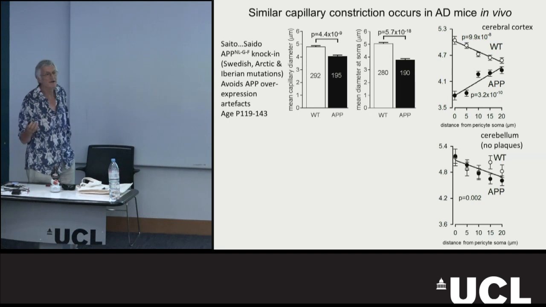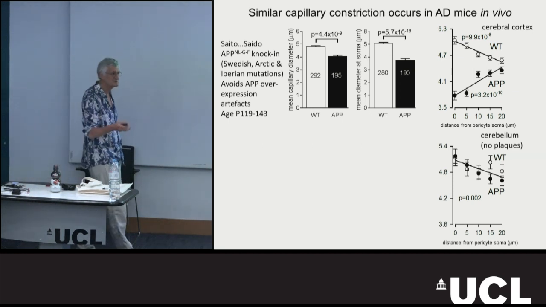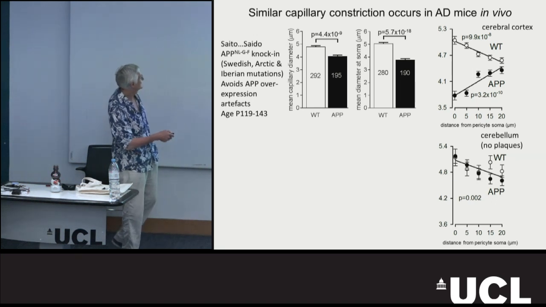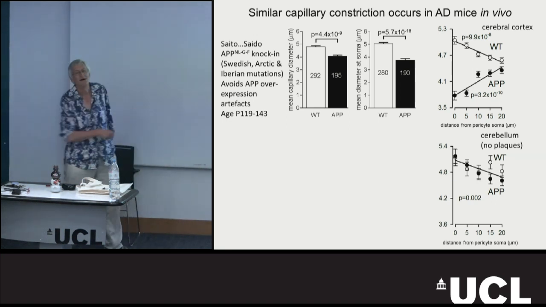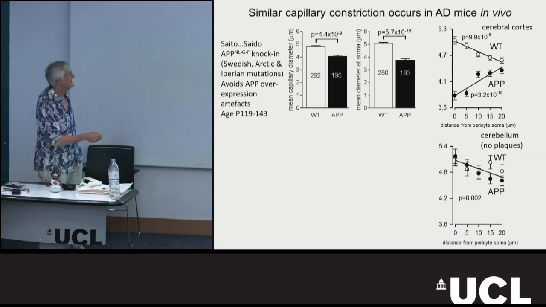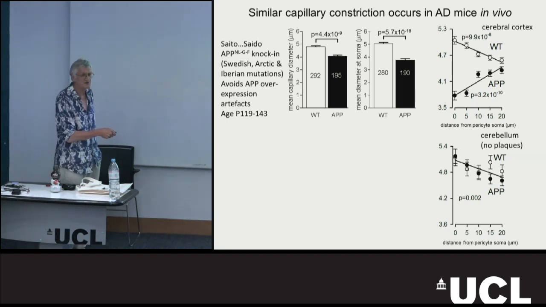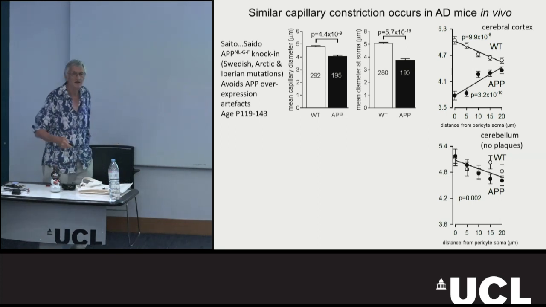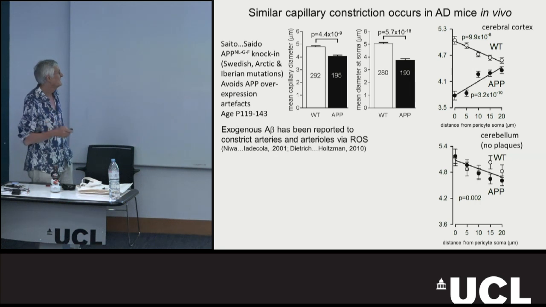And in the mouse, you can look at the cerebellum, which is a region which at this age, which is about 4 months, here's the age, there's no A beta deposition in the cerebellum, and also you don't get the constriction. Even the AD mice don't have a constriction at the soma in the cerebellum.